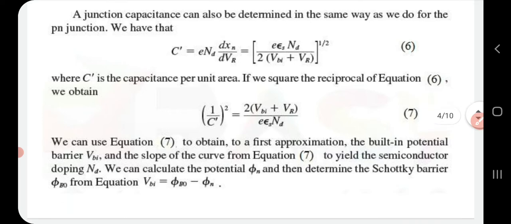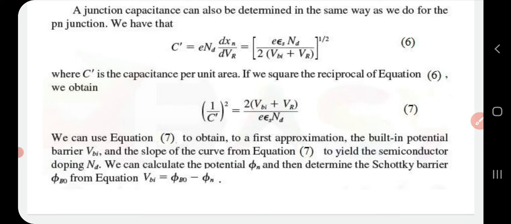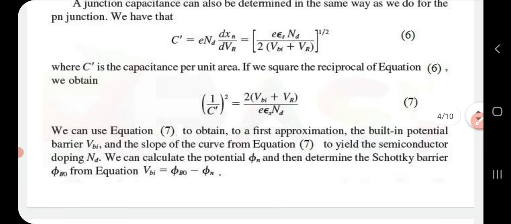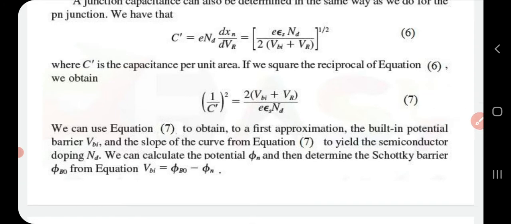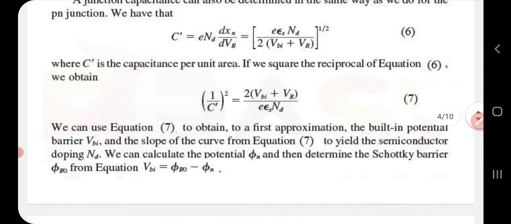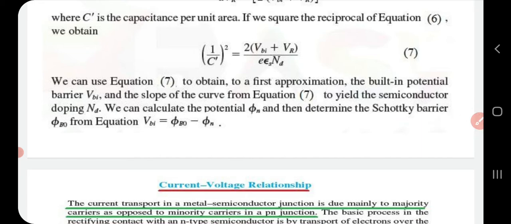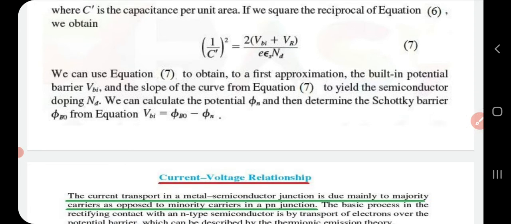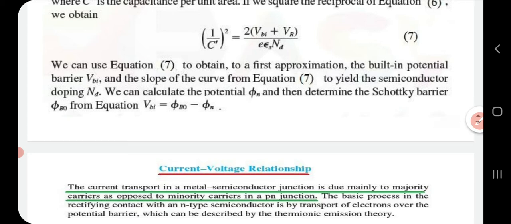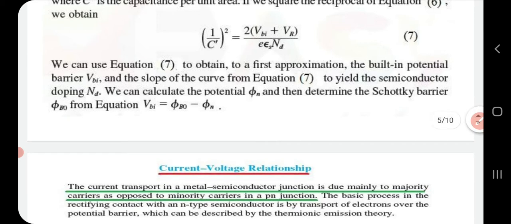Now we square the reciprocal of equation 6, and what we get is 1 by C' square equal to 2(V_BI plus V_R) by e epsilon_s N_d. That is what we get from equation 6, so let that be numbered as equation 7. This equation 7 can be used to obtain the built-in potential barrier V_BI, and the slope of the curve from equation 7 will give you the semiconductor doping N_d. That is how you calculate the built-in potential barrier and the semiconductor doping N_d.